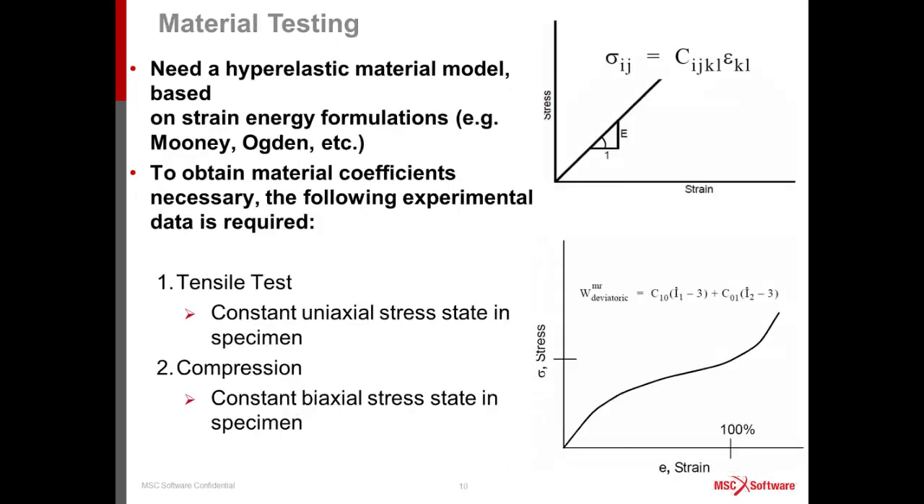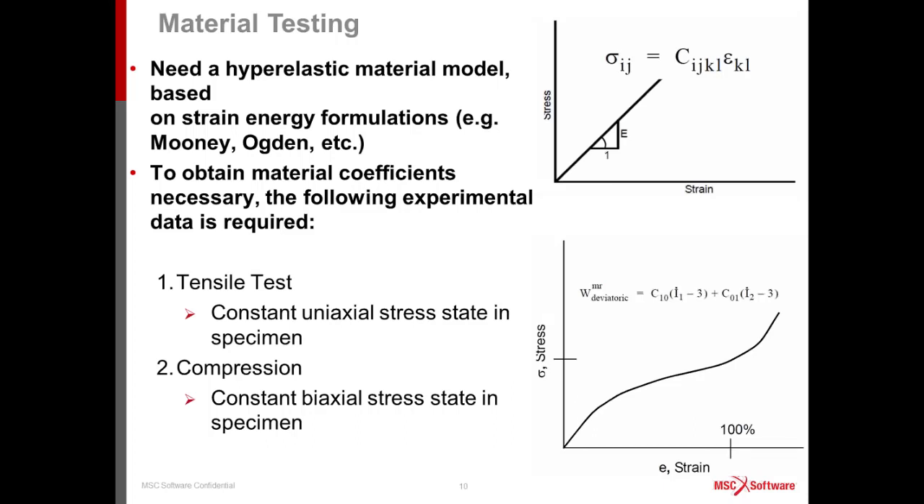Material-wise, we need a hyperelastic material model based on strain energy formulations, either Ogden or Mooney, and you need to obtain material coefficients across the correct range of stress and strain. So we started off with a tensile test using a constant uniaxial stress rate, and we also carried out a compression test, but we carried this out in biaxial state rather than compressive state, as you'll find you'll have issues with material data being affected by friction.